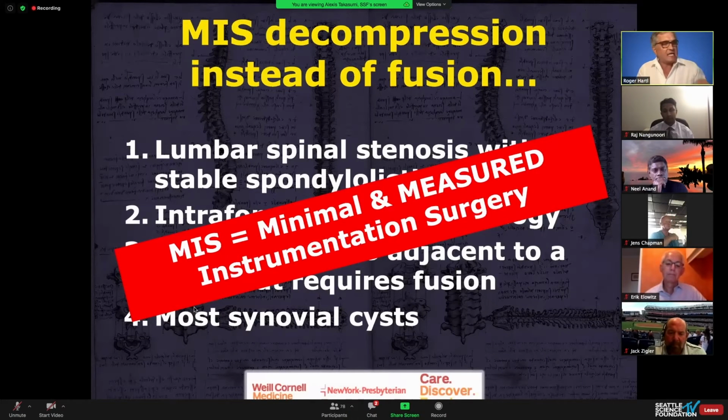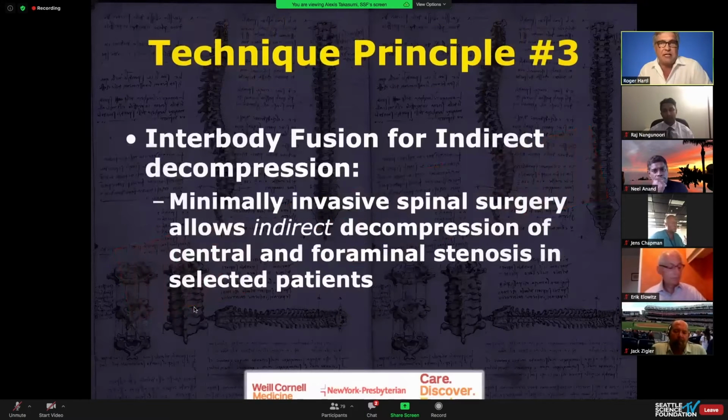So when I translate MIS, minimal invasive spine surgery, I refer to it as minimal and measured instrumentation surgery. And I think we all know this, but we don't talk about it enough. And I think we have to really convey this message to our fellows and residents.